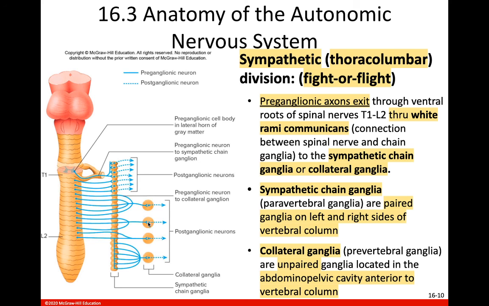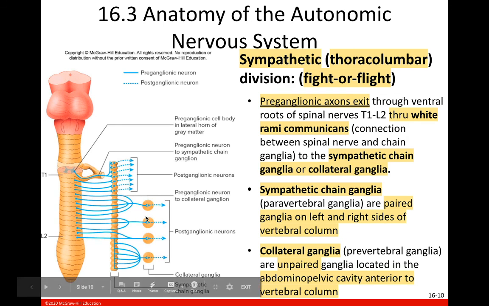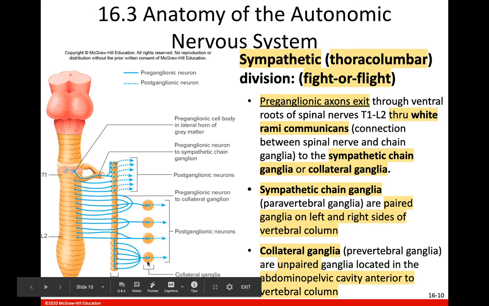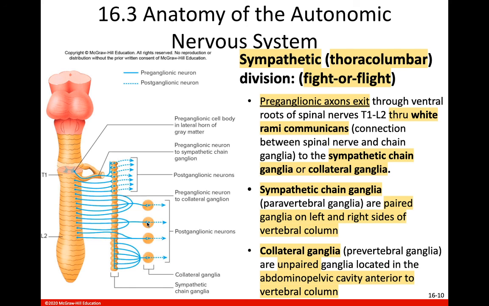And these sympathetic chain ganglia are called paravertebral because they are on either side of the vertebral column. The collateral ganglia are called prevertebral because they're actually in front of the vertebral column in the abdominopelvic cavity. So we see those preganglionic passing over the chain ganglia, or basically in front of the chain ganglia, and going to the collateral ganglia and synapsing there with the postganglionic neuron. Then the postganglionic neuron leaves and goes to the effector organ.